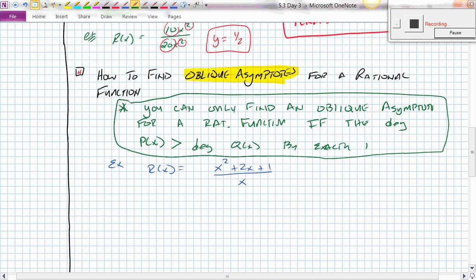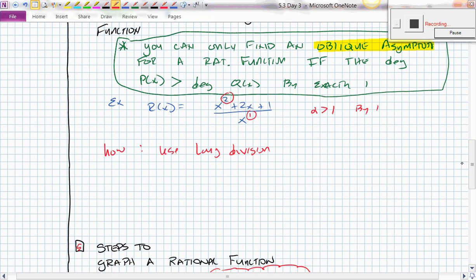Okay, so take a look at this example here, right? If I have r of x is x squared plus 2x plus 1 divided by x, notice that the degree of the top is 2, the degree of the bottom is a 1, and 2 is greater than 1 by exactly 1, right? The difference is 1. So therefore, we can find an oblique asymptote, and we're guaranteed to have one. So the question is how do we do it? The way that we do it is we use long division. But it's actually much quicker than you think because you're only looking for y equals mx plus b. You're looking for the equation of a line.